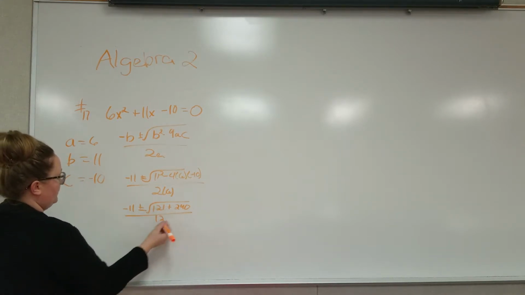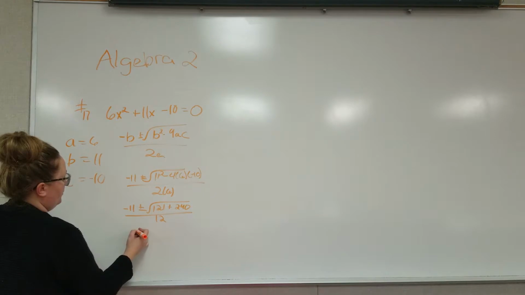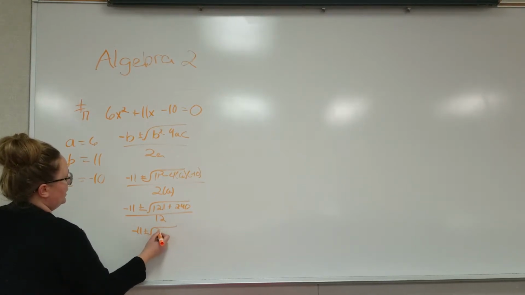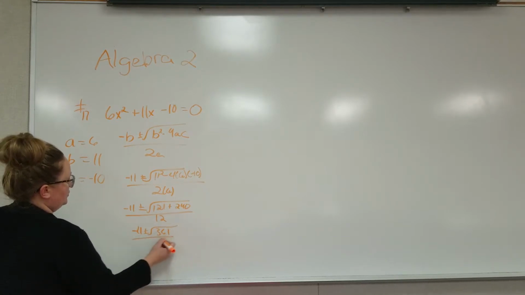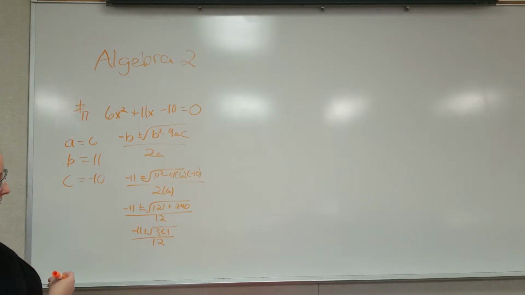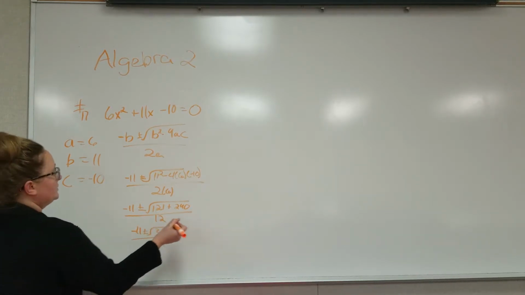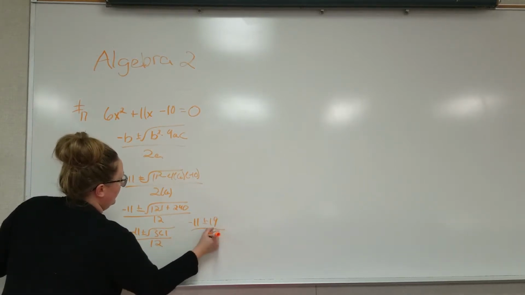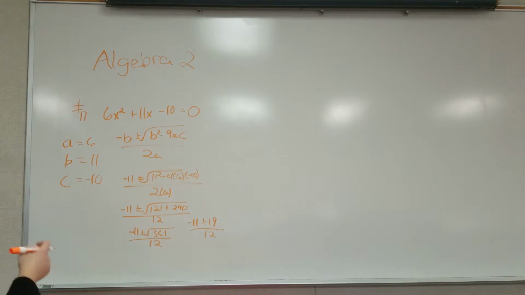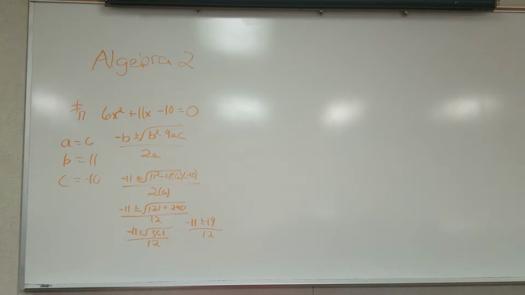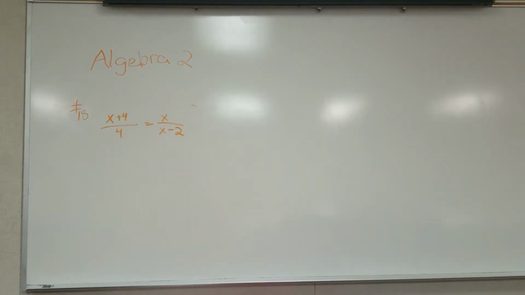All right, so then we'll add those two. 121 plus 240 is 361, so negative 11 plus or minus the square root of 361 over 12. Now 361, I think it is a perfect square. Yes, it has a square root of 19. So you're going to say negative 11 plus or minus 19 over 12. So to get your two answers, you'll go negative 11 plus 19 and divide it by 12, and negative 11 minus 19 divided by 12. And if it's a fraction, leave it in fractional form.